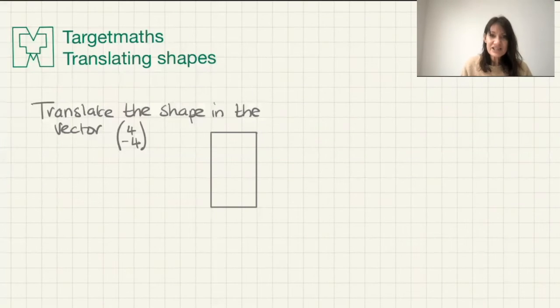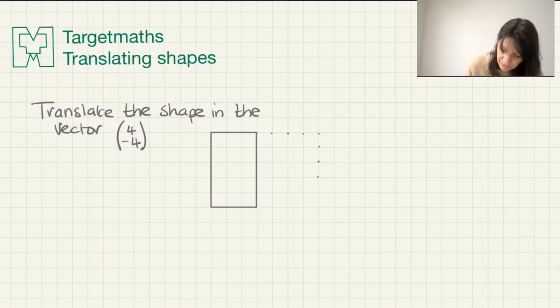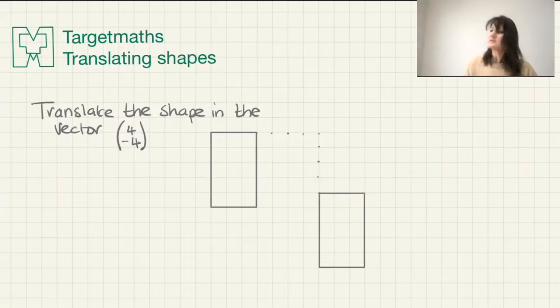Okay, translating shapes. So we know about vectors, we know how they work. We're being told to translate the shape, sorry, by the vector 4, minus 4. So this is what this looks like. Here we go. 4 forward, 1, 2, 3, 4. 4 down, 1, 2, 3, 4. And then you draw in your shape, which is 3 and then 5 down. Hopefully that's 5. And there it is, your new shape.